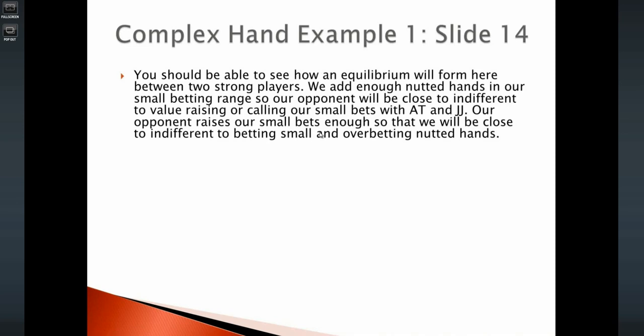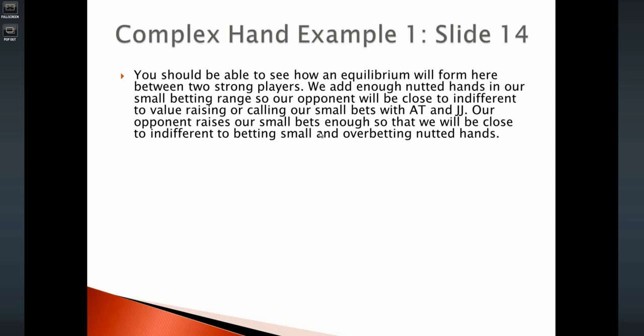We add enough nutted hands in our small betting range so our opponent will be close to indifferent to value raising or calling our small bets with ace 10 and jacks. Our opponent raises our small bets enough so that we will be close to indifferent to betting small and overbetting nutted hands. So again, this is what happens when an equilibrium forms. If we're both at an equilibrium, then that means we don't really care whether or not we bet our nutted hands big or small if the EV is the same.